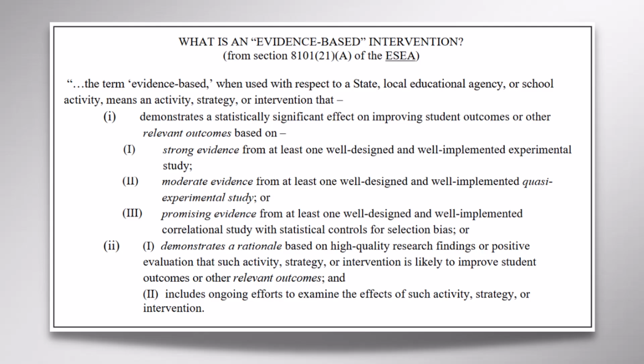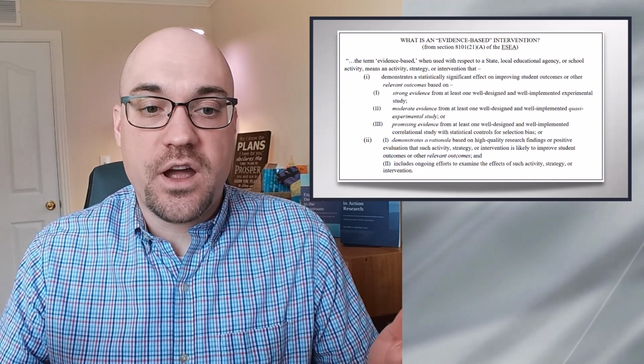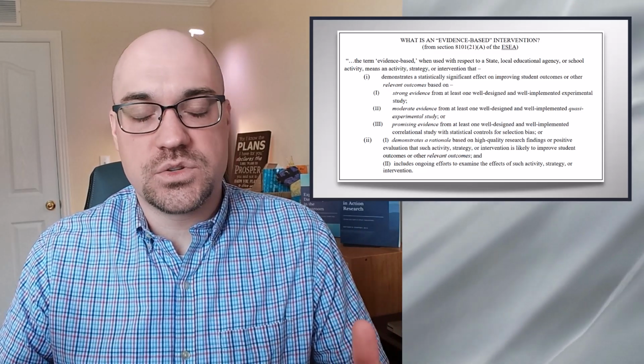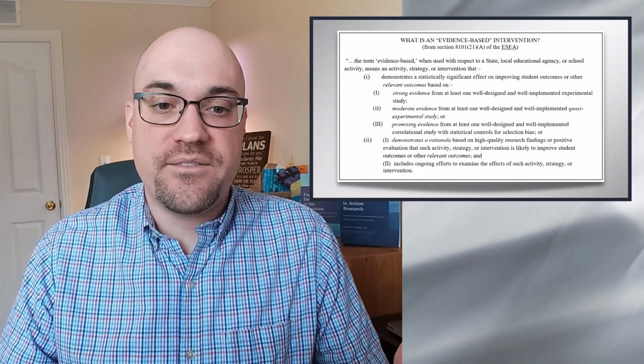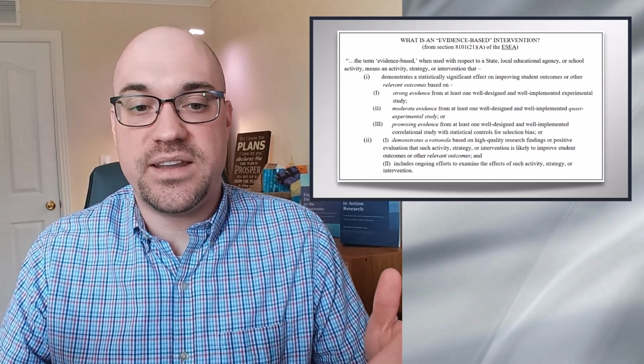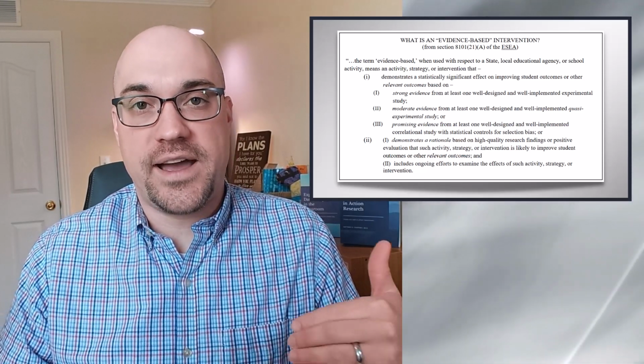What you see here on the screen is the definition of an evidence-based intervention, copy and pasted directly out of the Every Student Succeeds Act. You can see here that there are 4 levels of evidence, or sometimes called tiers of evidence, within this definition. Strong evidence, moderate evidence, promising evidence, and evidence that demonstrates a rationale.